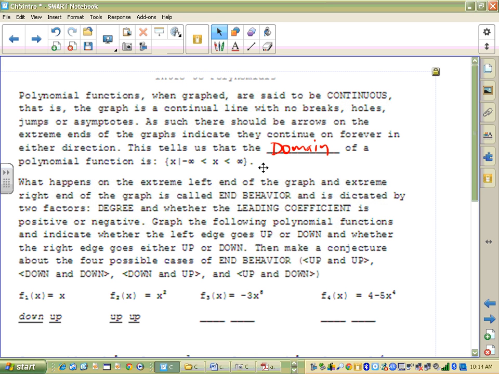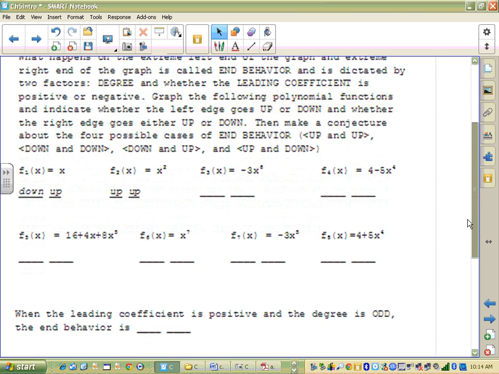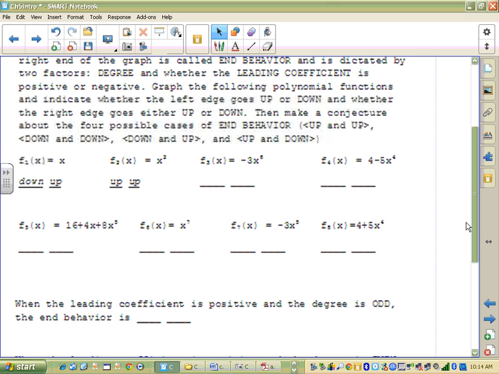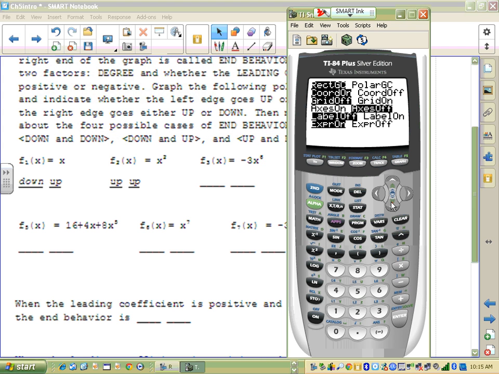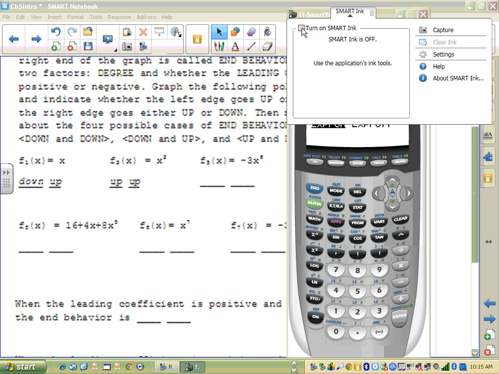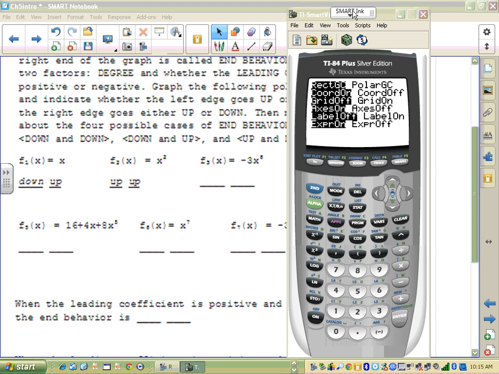So we're going to graph these functions. We're going to see if the function's going up or down on the left and on the right, and then we're going to make a conjecture. Okay, so the first couple were done for you. Let me bring my calculator back up here. And let me put on my axes. I'll put those back on. Okay, so my axes are back on. Let me turn the smart ink off. That's going to interfere.